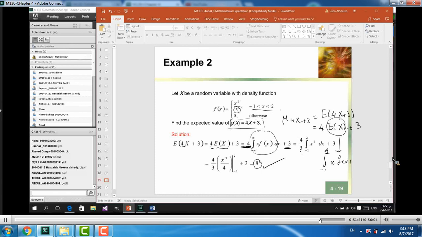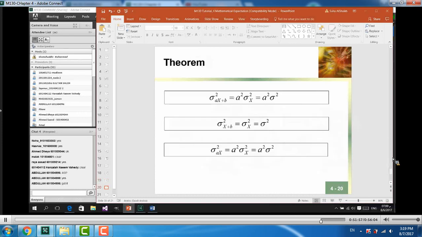Now, the same thing for the variance. We have a rule that makes things easier. If I want to find the variance of ax plus b, this is the same as a squared sigma squared x, without the b. The b, as a constant, will just be cancelled. So it is a squared sigma squared x, where sigma squared x is the ordinary variance. We can just write it as sigma squared.